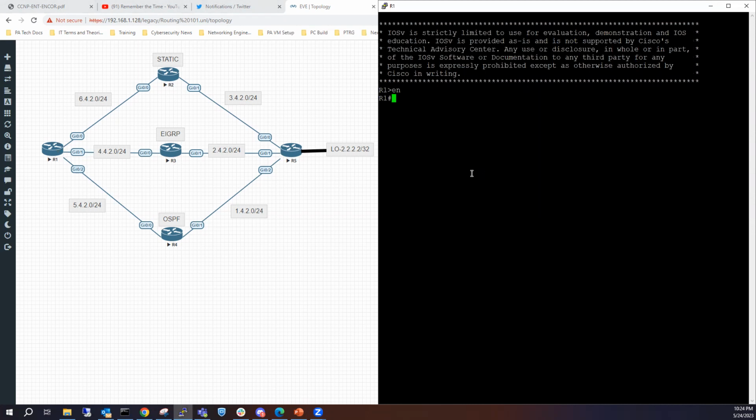To warn you, R1 and R5 are running all three. It has static routes, it has EIGRP configured, and it has OSPF. Let's go ahead and take a look at the routing table.